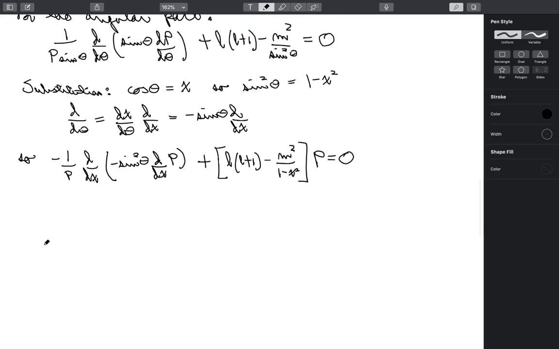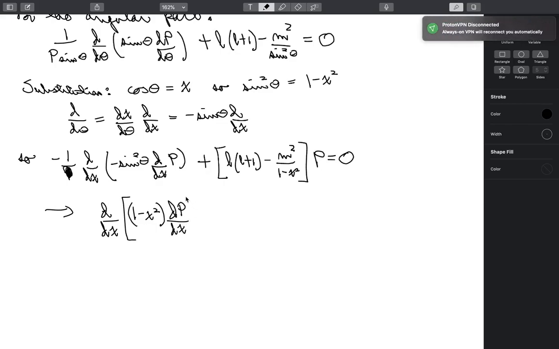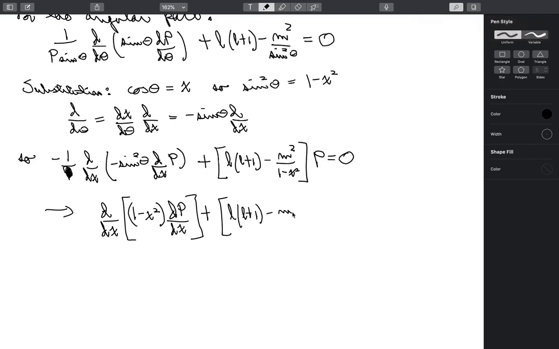If I just rewrite this a little bit more cleanly using this relationship here, I just get that d dx of 1 minus x squared times dP dx, plus L times L plus 1 minus m squared over 1 minus x squared times P is equal to 0. Here I've removed the P from here because I've remultiplied it everywhere.